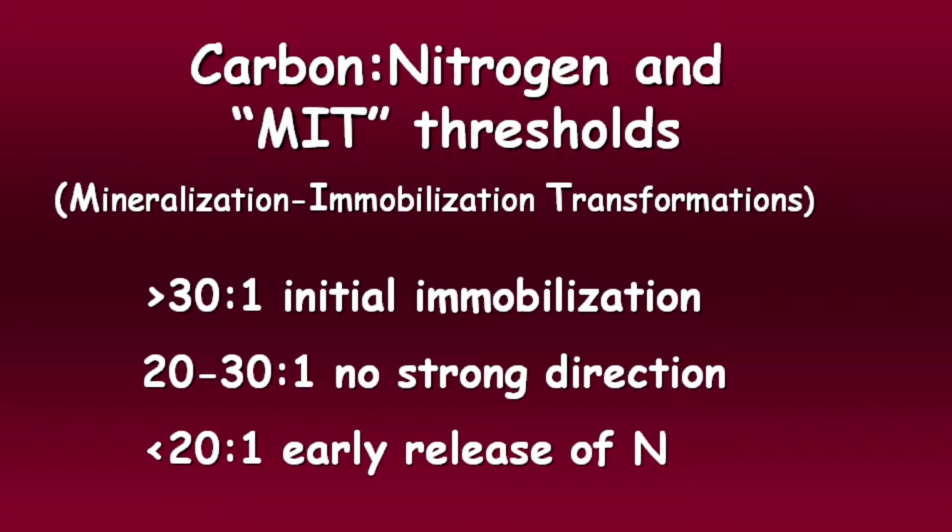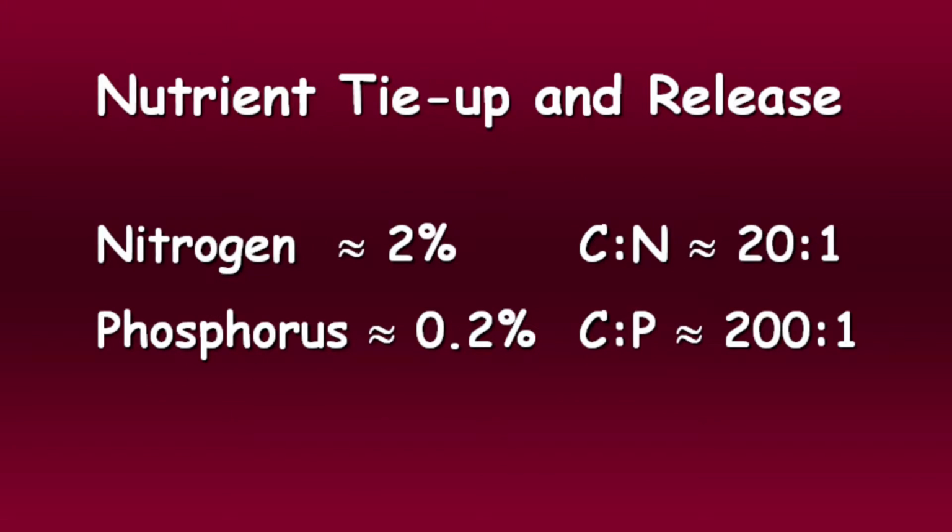If that ratio is between 20 to 1 and 30 to 1, that's kind of an intermediate area. There won't be a strong release of nutrients or a strong tie-up of nutrients. And if it's less than 20 to 1, we normally look for a material that is going to release nutrients fairly readily.